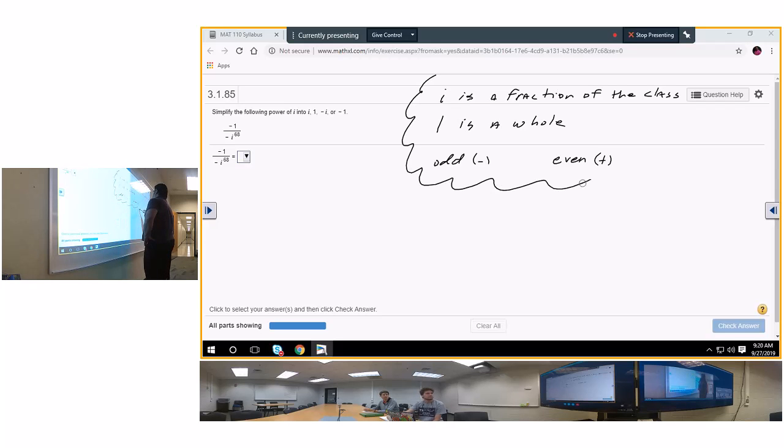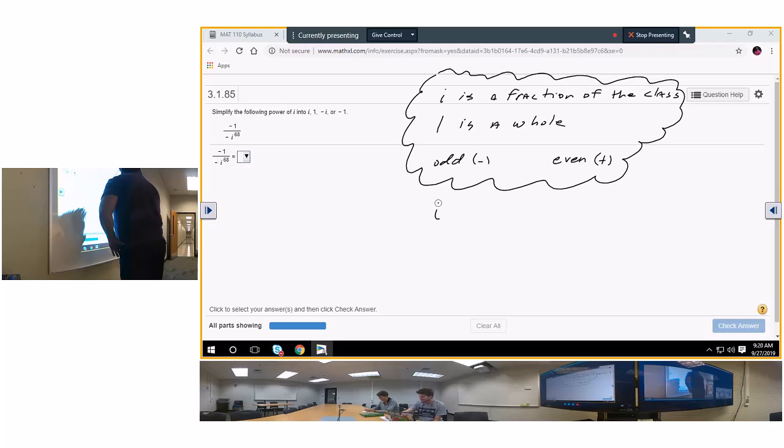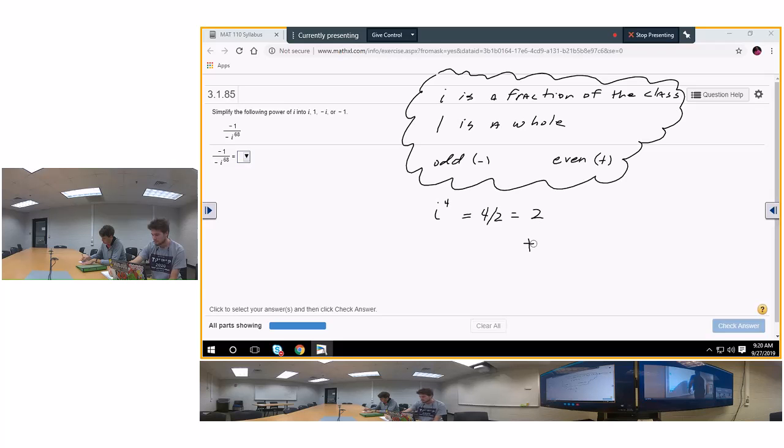Let me give you an example. If I have i to the fourth power, then I'm going to take 4 and divide it by 2, and that gives me 2, a positive 2. Even tells me that it's going to be positive, and is 2 a whole number or a fraction? So the answer is positive 1.